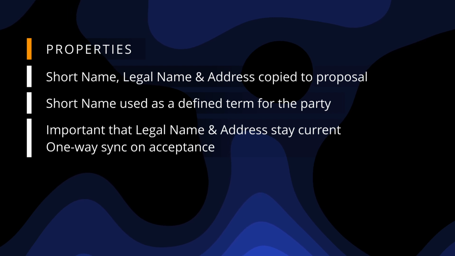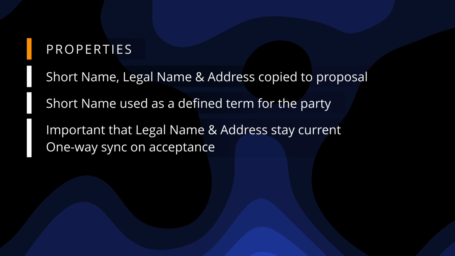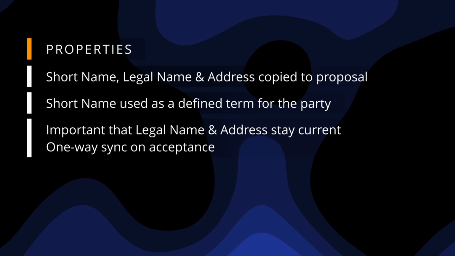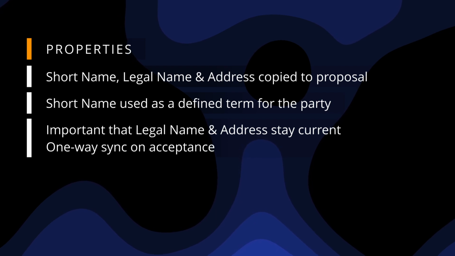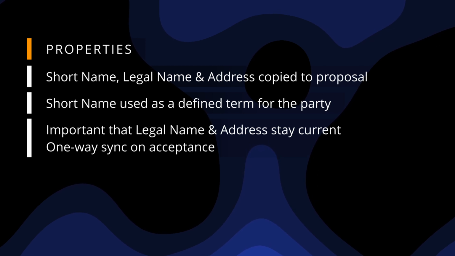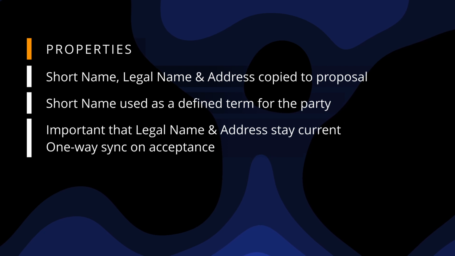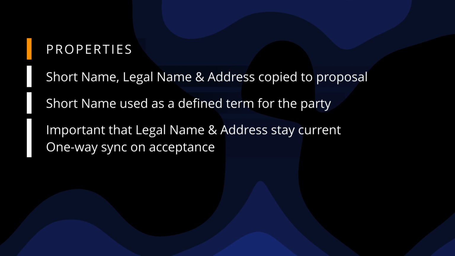Instead, if Mercenta detects that the underlying information has changed, a warning label will be attached to the affected party. The only way to resolve this warning is to accept the change and submit the proposal for approval. This ensures that the legal identification data stays in sync with the company data and that all changes to the agreement are made through the parties approving proposals. That covers all the theory that you'll need to know about parties.